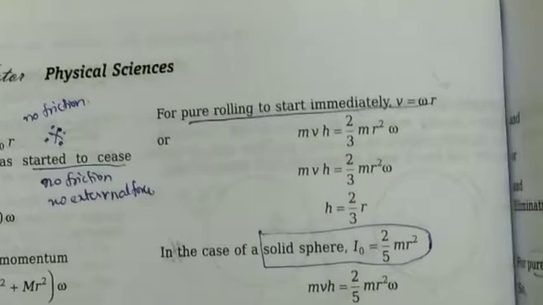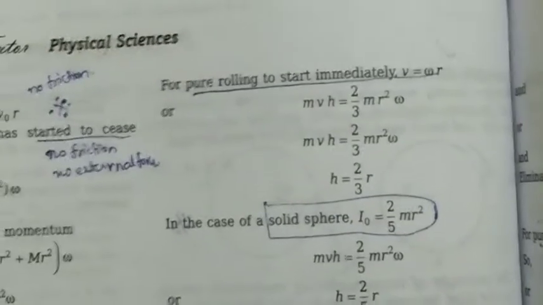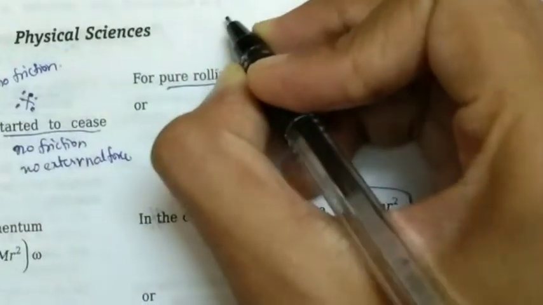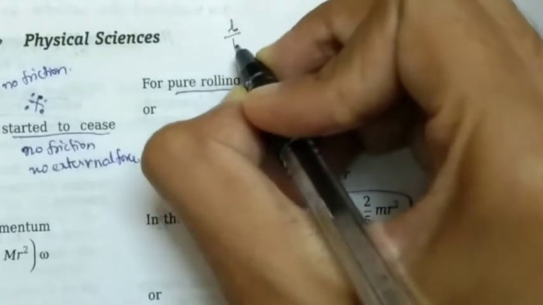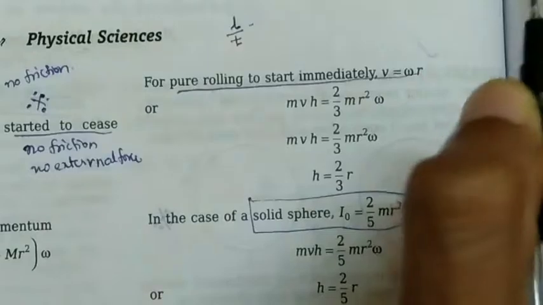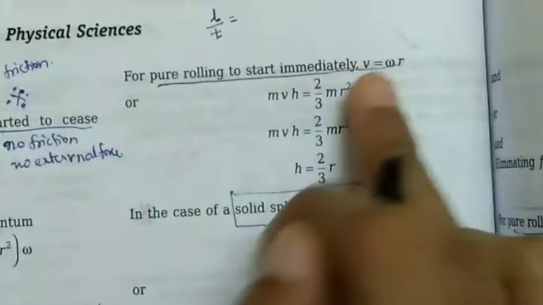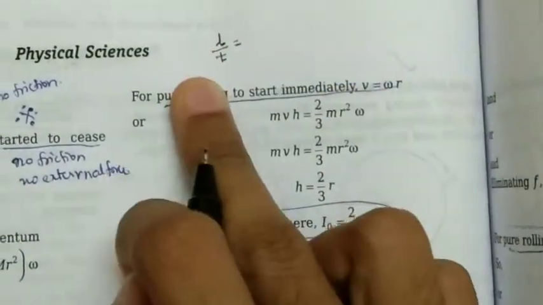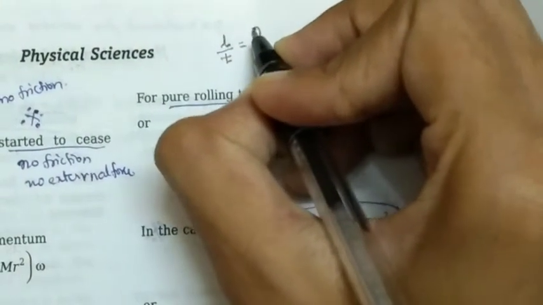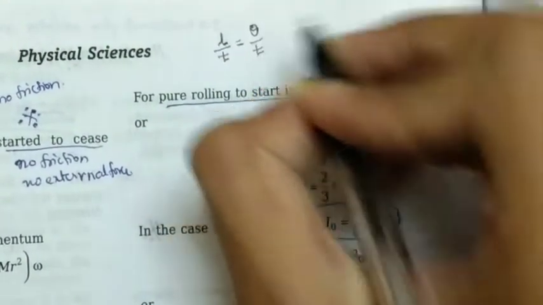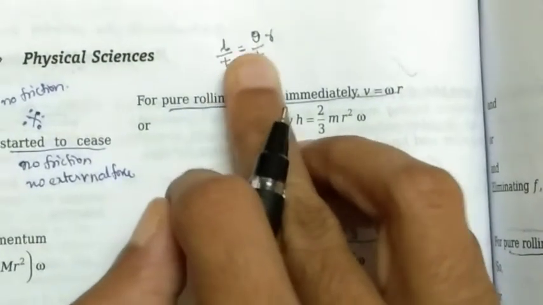That is v = Rω. Just like if the sphere travels an arc of length L in time t, that is nothing but velocity, L by t, and this arc covers angle θ in that time t. So t would get cancelled, and what we would have is θ = L by R.